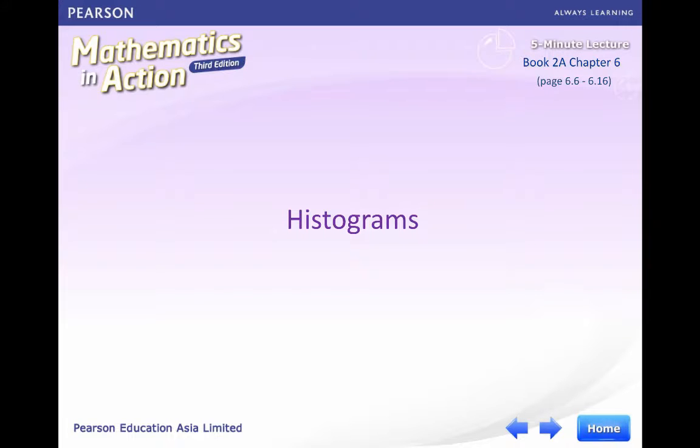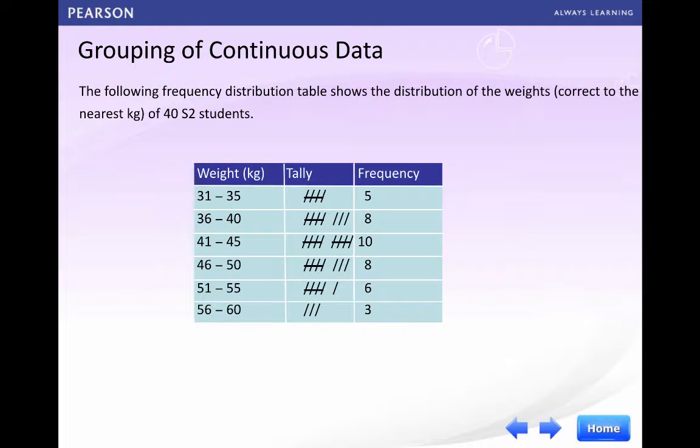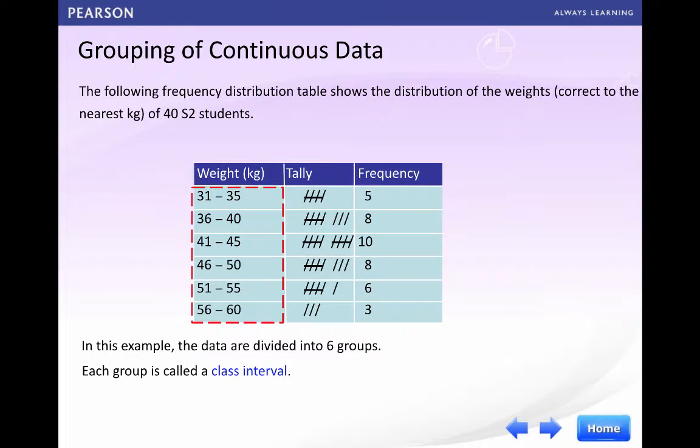Hi students, in this video we will talk about histograms. For the histograms, we will represent some continuous data. Okay, and then we will have this frequency distribution table, and we want to represent these data. First of all, we will have 6 groups of the data, and these groups we call class intervals.